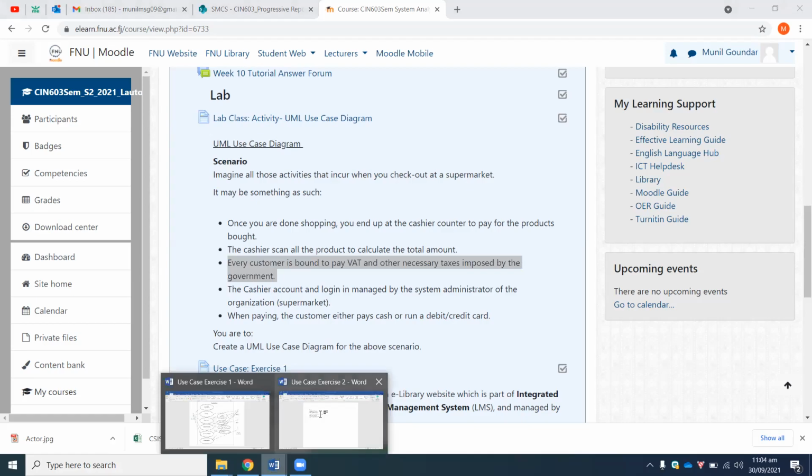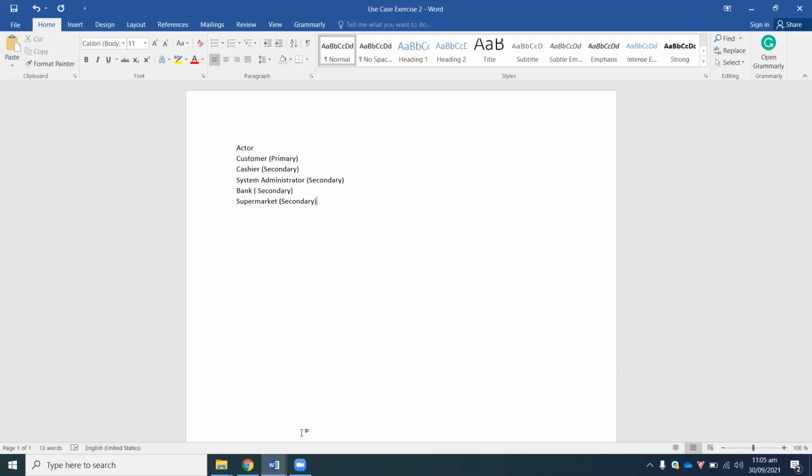So we have already identified our actors. First of all, you have a customer, then you have a cashier, then you have a system administrator, you have a bank and supermarket. Now let's go and identify use cases.